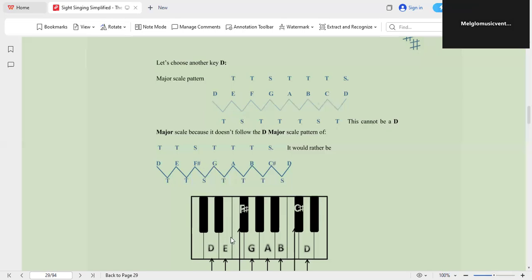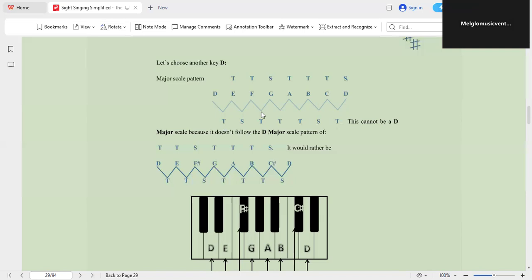Now, from F to G will be a tone. From F to F sharp, then from F sharp to G will be a tone. Then from G to A, following the same explanation, will be a tone. Then from A to B will be a tone. And then from B to C, where there is no black key, will be a semitone. Now from C to D will be a tone. Look at it now. It will now be tone, semitone, tone, tone, tone, semitone, tone.